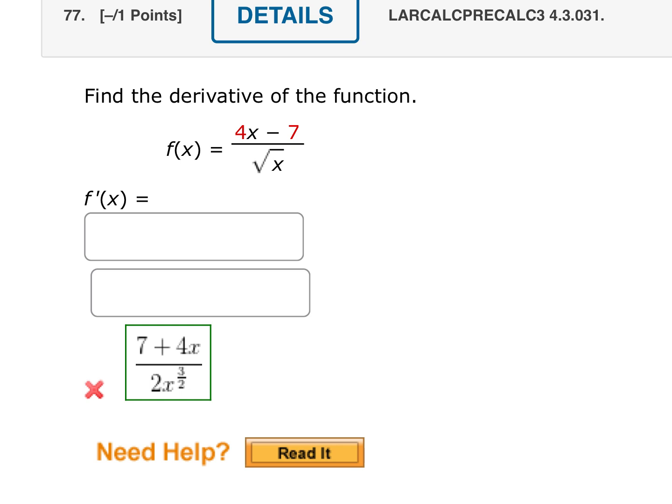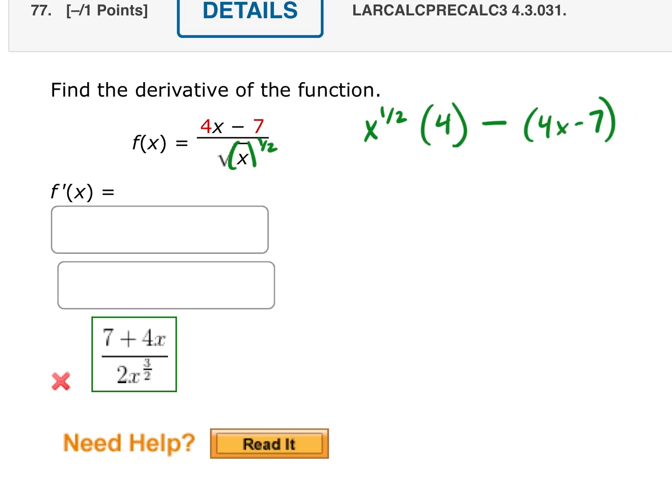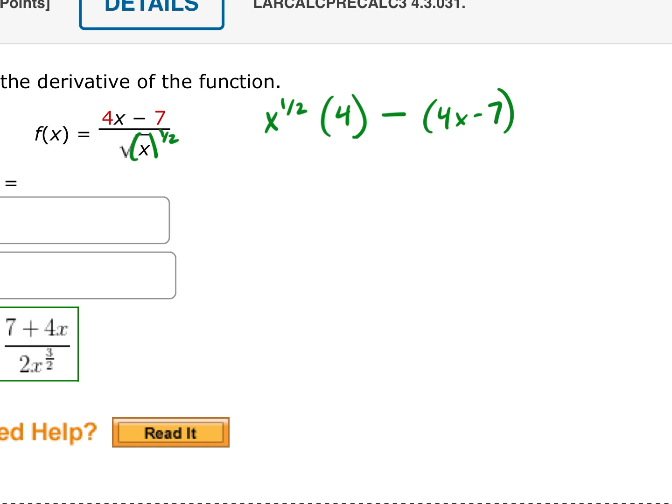So low D high, low would be square root x. I'm actually going to change it to be x to the 1/2 power. Look at your answer choices, see what your answer choices look like if it keeps the square root. But I'm going to have to take the derivative of it anyways, so I'll just change it to x to the 1/2 power now. So low D high, low would be x to the 1/2 power times the derivative of our numerator, which would just be 4, minus high, 4x minus 7, times the derivative of our denominator, which would be 1/2 x to the power of negative 1/2 over. After you're working at the quotient rule? Quotient rule, yeah.